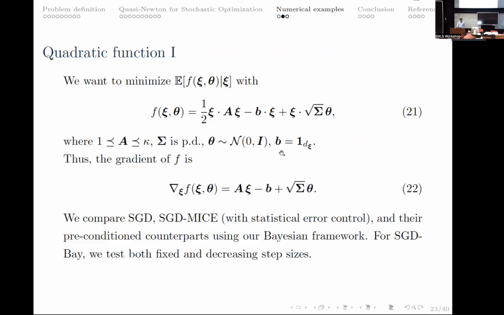So the first example, just to illustrate how it works, is a simple quadratic function to be minimized. We will compare SGD, classical stochastic gradient descent, and SGD with MICE, which is the method that we derived for variance control. In both cases, we will compare with and without our preconditioner and see if we can get some improvement. Also for SGD, we compare two situations: one where we keep the step size fixed, and another where we keep decreasing it.